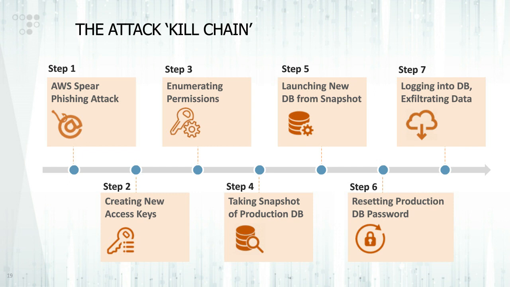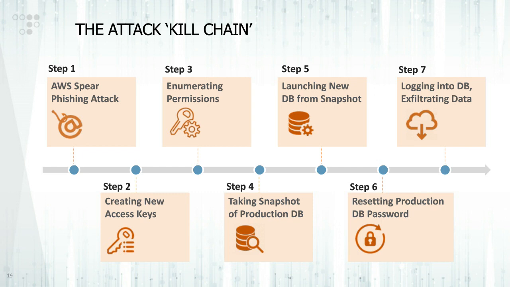followed next by lateral movement and expansion into production resources, first by taking a snapshot of the production database, then trying to launch it, and finally taking hold of the database itself by resetting the master passwords to the production database. Finally, the data acquisition and data extraction step itself of logging into the database and extracting all the relevant data they could put their hands on. So as a result, over 20 million customer records were exposed in this incident.